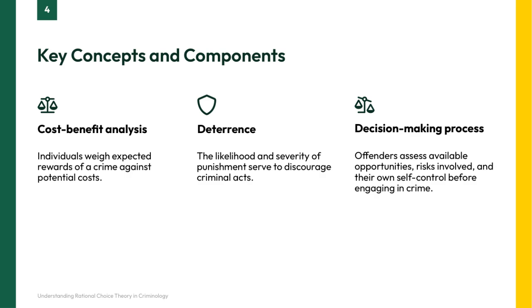Next, we have deterrence. This concept focuses on how the likelihood and severity of punishment can discourage people from engaging in criminal acts. If the consequences seem too harsh or too likely to happen, people are less inclined to commit the crime. Finally, there's the decision-making process. Offenders don't just act impulsively, they assess the opportunities available to them, consider the risks involved, and reflect on their own ability to control their impulses before deciding to commit a crime. This shows that crime can be a calculated decision based on multiple factors, not just reckless behavior.